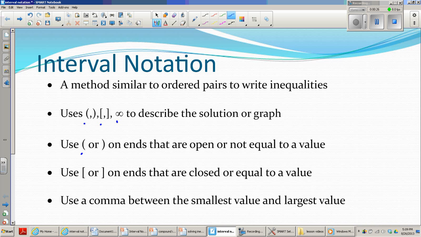You're going to use parentheses on both ends when the intervals are open, when they're not equal. You're going to use brackets on both ends when the intervals are closed or equal to a value. And you use the comma between values, just like in the ordered pair.